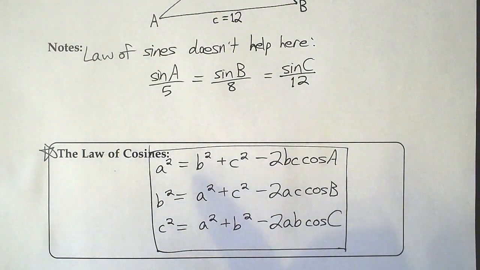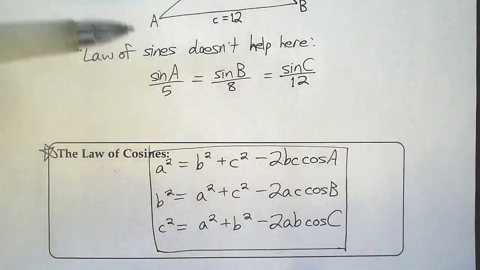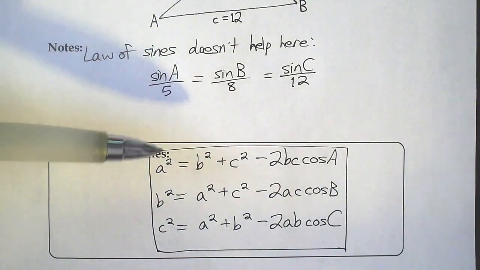All right, so before we solve a problem with this, the plan is we're going to solve a problem with it, and then a little later we'll talk about where this comes from. But we're already seeing the reason why we needed a new formula is that the law of sines wasn't enough. We needed something else.